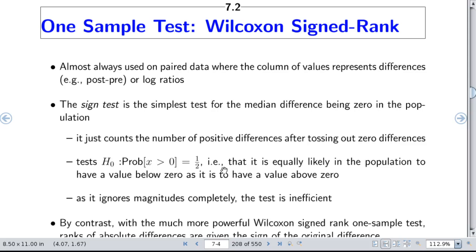Now, before getting to the very efficient signed rank test, we'll just briefly mention another nonparametric test for the one-sample problem, which is the sign test. It's the simplest of all tests that I know of, and it tests whether the median difference is zero in the population. It does that just by counting the number of positive differences and seeing if the fraction of positive differences is much different than a half, which is what would happen under the null hypothesis. Differences that are exactly zero have to be tossed out. We don't know their sign.